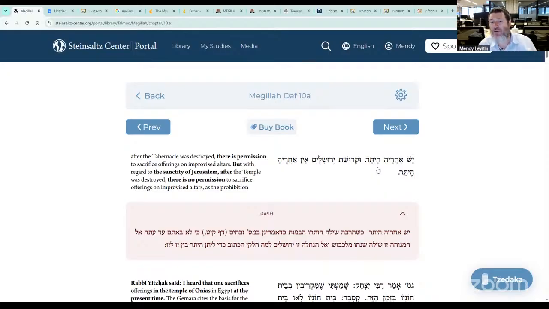So it says, Yeshar Chereh Heter. You were allowed to build private altars because it didn't have the exclusivity that Shiloh had. Ukedushas Yerushalayim Ein Chereh Heter. And this is where our Mishnah comes in, which comes into effect till today.